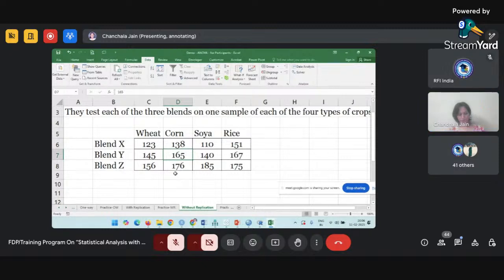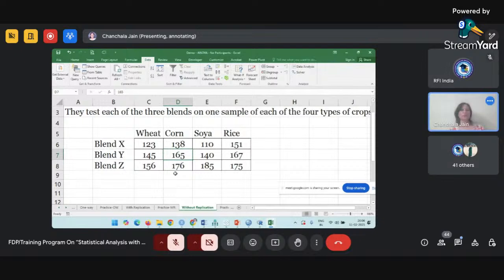Yes, ma'am. Problem is clear to everyone? Yes, ma'am. Anyone can summarize the problem? Yes. Anyone who can summarize? Ma'am, which formulation of fertilizer is better? Hmm. So it is comparing each formulation in 4 different crops.